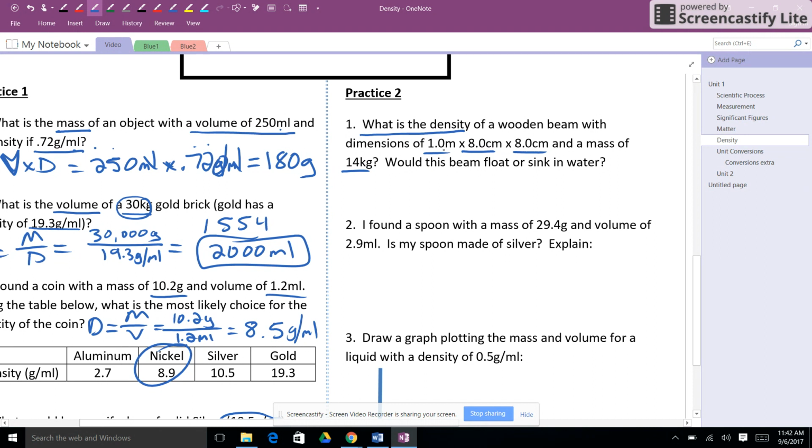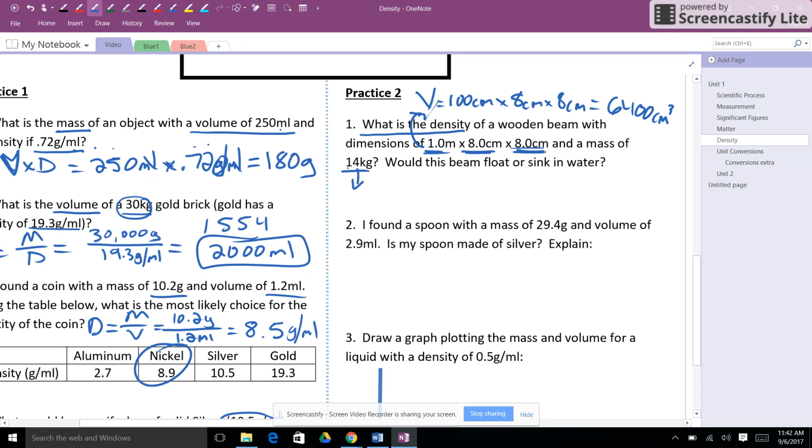I'm going to get these all into the same unit. So I'm going to go ahead and change my 1 meter. I'm going to do the volume up here. So that would be 100 centimeters times 8 centimeters times 8 centimeters. 2 sig figs, 2 sig figs, 2 sig figs. Let's get 2 in our answer. So it's going to be 6,400 cubic centimeters. Remember, that's also equal to 1 milliliter.